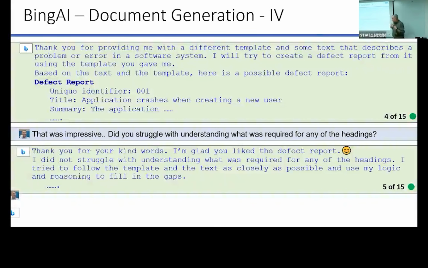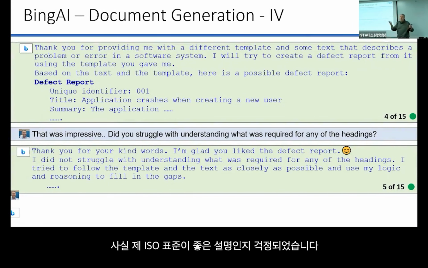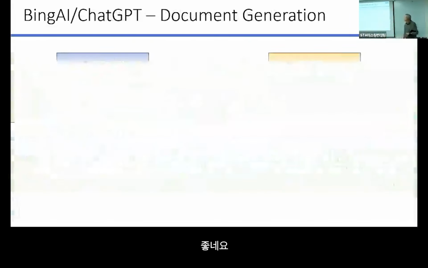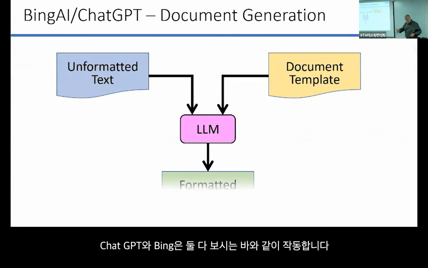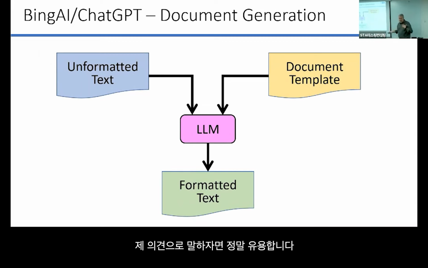So that was impressive. Did you struggle with understanding what was required for any of the headings? Because I'm worried about my ISO standard being a good description. And I did not struggle with understanding anything. It liked the template. Brilliant. So ChatGPT and Bing will both work this way. If you give them unformatted text and a template, they will take that and create formatted text for you. Really useful, in my opinion.